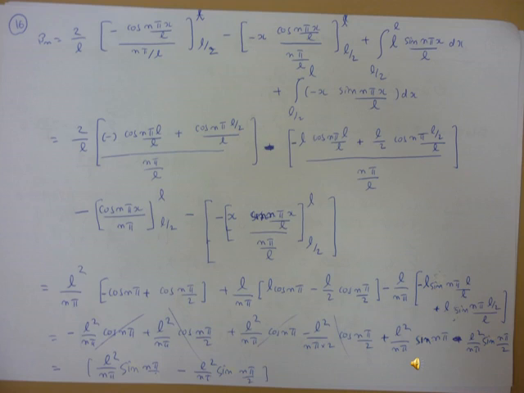So what you get is minus L²/nπ cos(nπ) plus L²/nπ cos(nπ/2) plus L²/nπ cos(nπ) minus L²/2nπ cos(nπ/2) plus L²/nπ sin(nπ) minus L²/nπ sin(nπ/2). So finally, L²/nπ sin(nπ) minus L²/nπ sin(nπ/2).